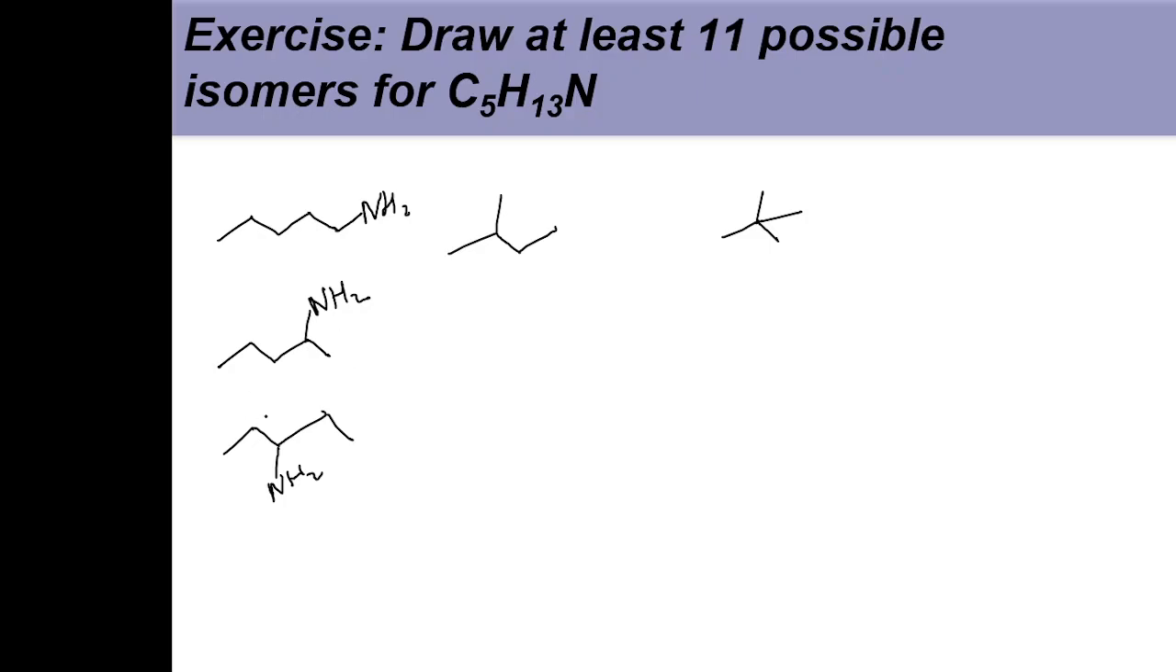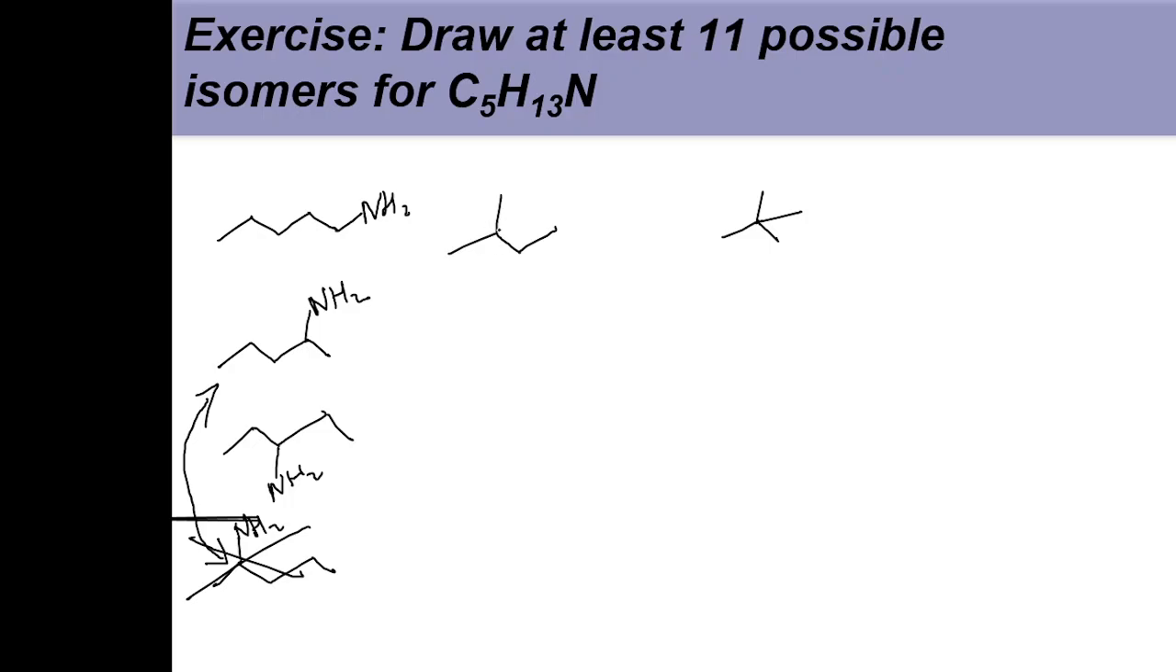You do realize that when you have the amine attached to the next carbon, that's going to result in exactly the same structure as the second one. Similarly, you can have the amine attached to the next terminal carbon, which will result in a structure the same as the first one. So this one doesn't count. It's a duplicate.